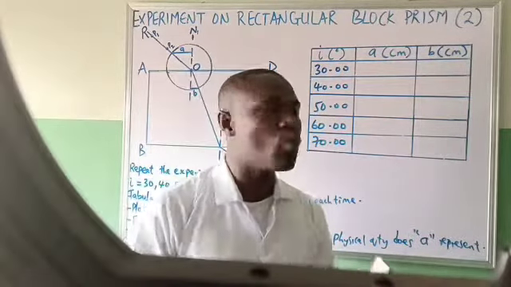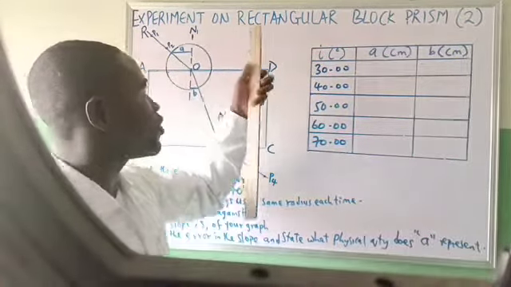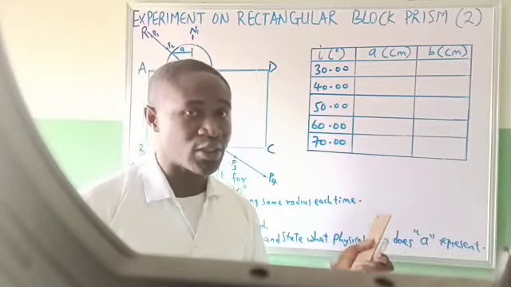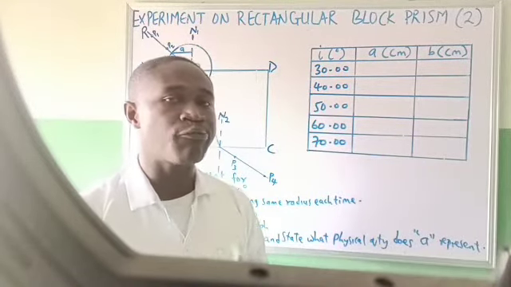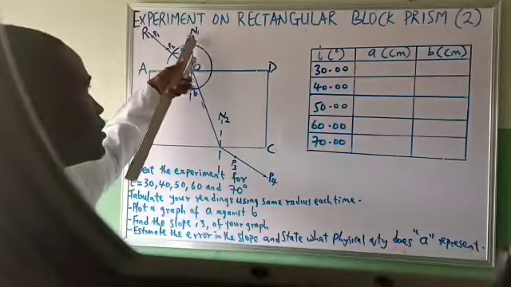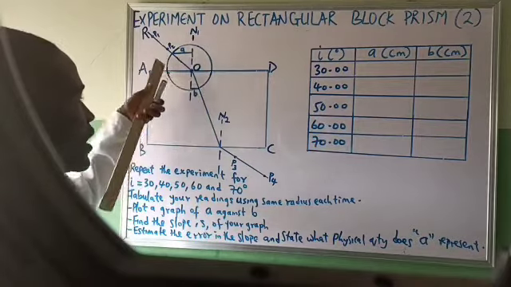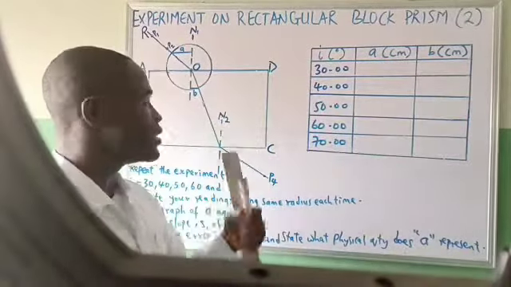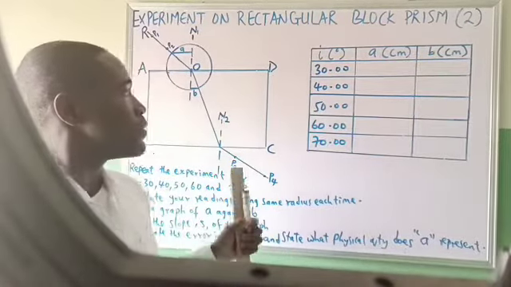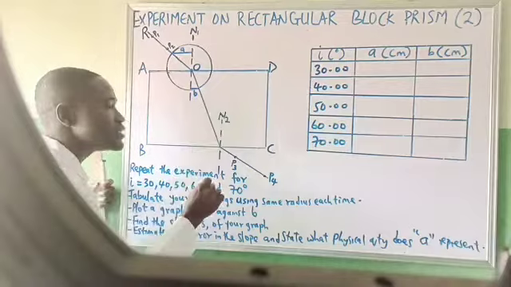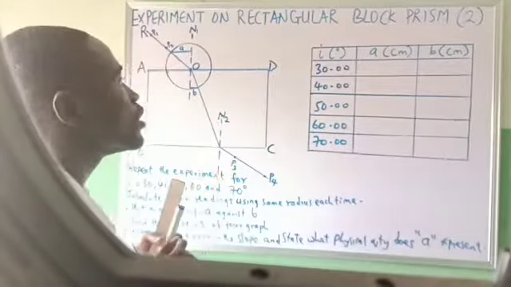In this video, we want to discuss the experiment on the rectangular block prism. We have posted the first part of it. This is the second part of the rectangular block prism, where we have a radius, a circle, and all of that in the experiment. So we want to see how we can perform this experiment without touching the apparatus.